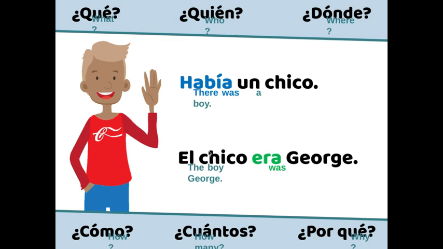Our WH question. ¿Quién? Up here. Looking up here. ¿Quién era el chico? All right, that's a lot for your brain. So let's start it again. ¿Quién? Who? ¿Era el chico? 1, 2, 3. George. George era el chico. So I asked, who was the boy? And your response should have been, George was the boy.